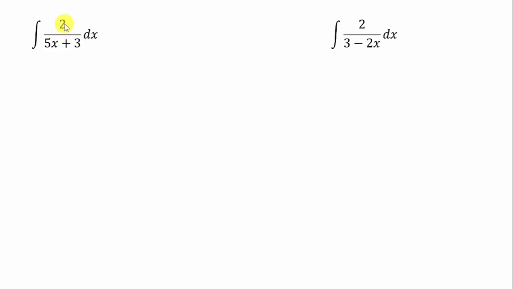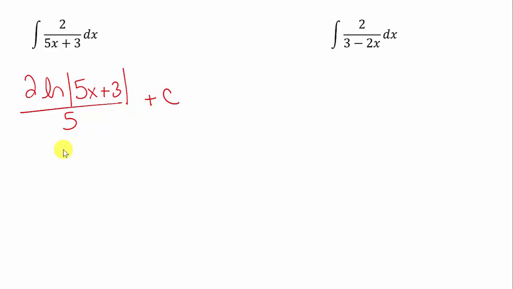Okay, so looking at this one again, you could take the 2 out front, but this number on the front is really just getting multiplied by the natural log of the bottom here. So 2 times the natural log of the absolute value of 5x plus 3, and then remember, you cannot forget to divide by the number in front of x, which is 5. And again, I'm going to write it like this most of the time. Either way is fine. But that's my answer. Okay, one more time. Take a minute, pause the video, and try this one.